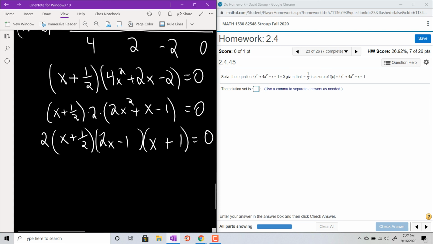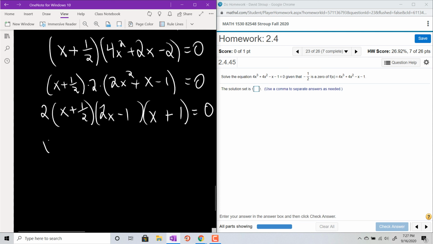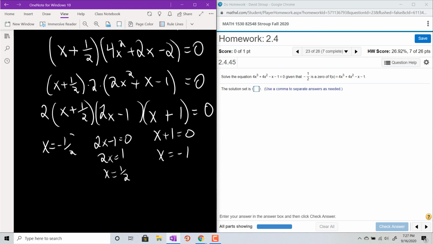So the solutions: the negative 1/2, of course, from the first factor, and then 2x minus 1 is 0, so 2x is 1, and then x is 1/2. And then x plus 1 is 0, and x is then negative 1. So we get those 3 answers. Yay.